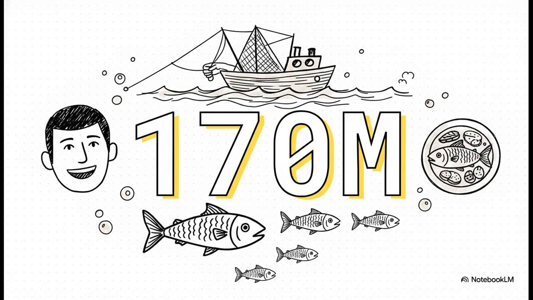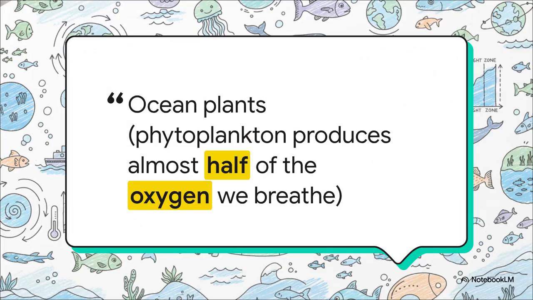Ocean fisheries support over 170 million jobs worldwide. For tropical developing countries, the ocean provides a staggering 60% of their population's dietary protein. This isn't just an ecosystem, it is quite literally a global food engine. But perhaps the most profound output of all is this mind-blowing fact straight from our source material. Ocean plants, specifically phytoplankton, produce almost half of the oxygen we breathe. Every second breath you take, right now, as you listen to this explainer, was manufactured by microscopic plants drifting in the upper layers of this incredible water engine.